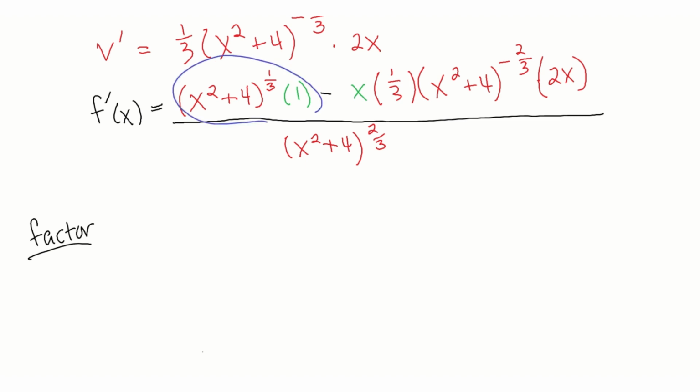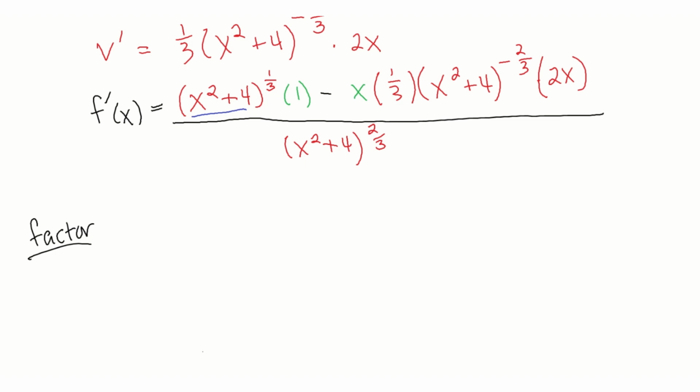Look at the two terms in our numerator. What do they both have in common? Both terms have this quantity, x squared plus 4. Look at the powers. We have 1/3 and negative 2/3. Which of these is a smaller power?